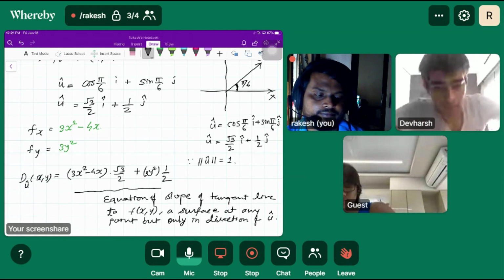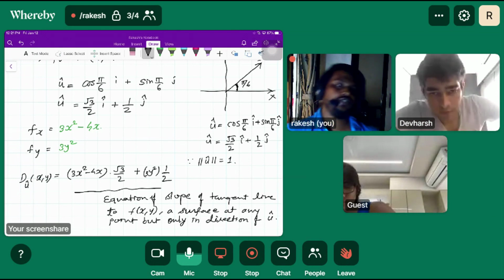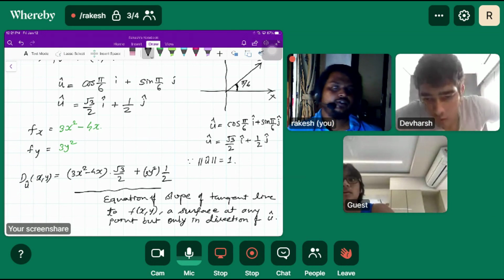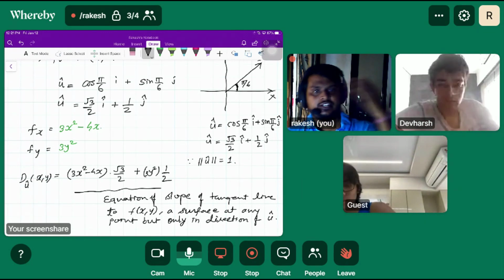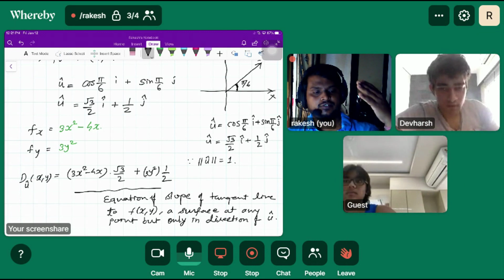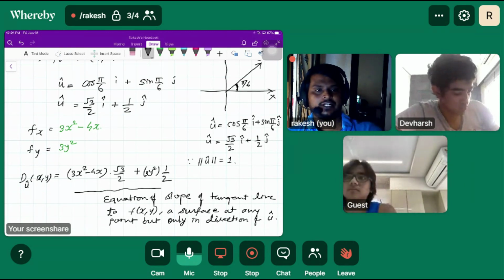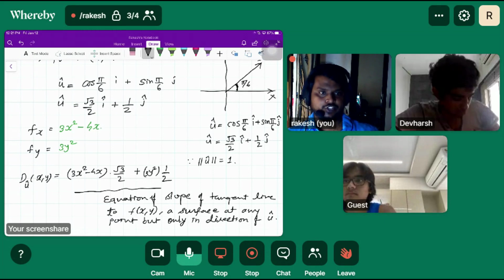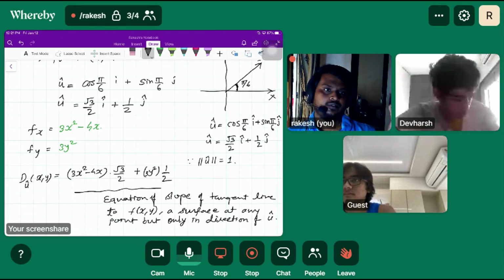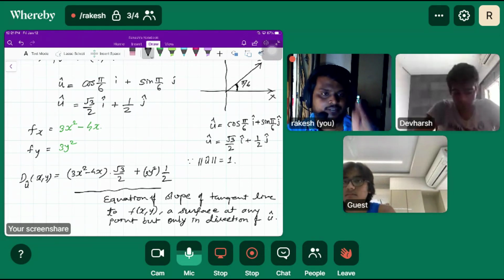U cap, XY plane. U cap. What is the direction? U cap means there are a lot of such points on the surface. If you draw the tangent parallel to U cap, you will get a lot of tangents, which are parallel to U cap, because we may have a lot of points on the surface. But if we take a certain point, then we can restrict the tangent to one.